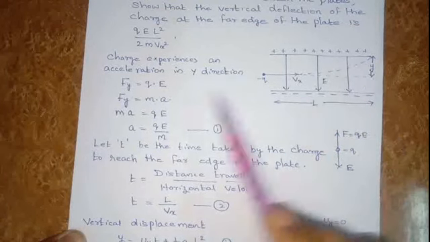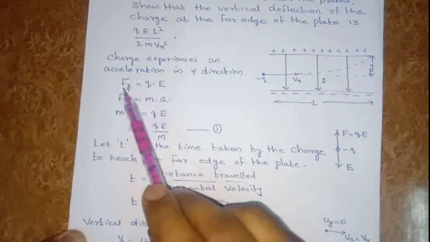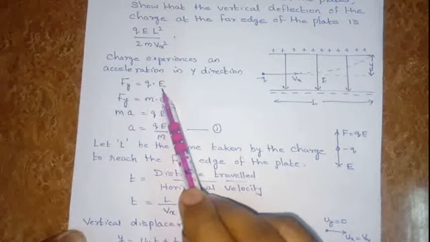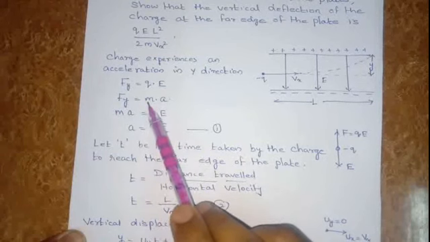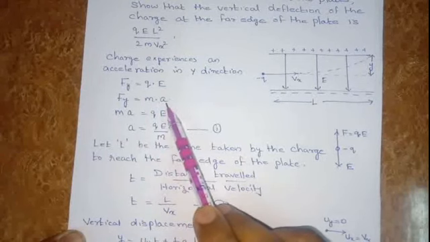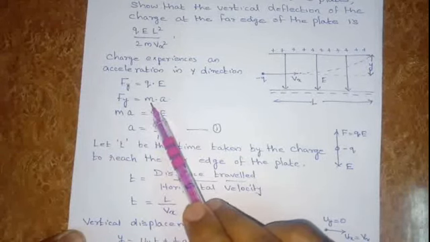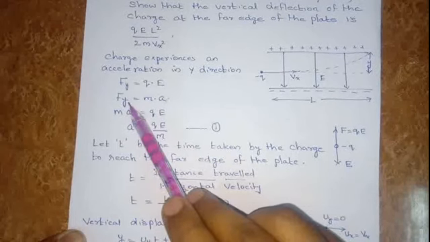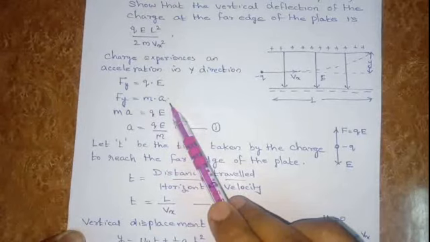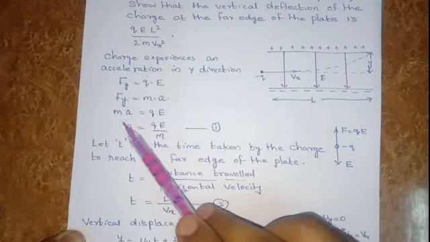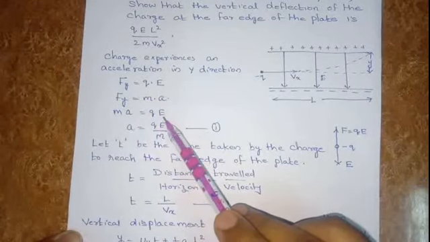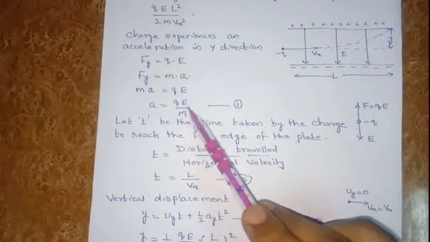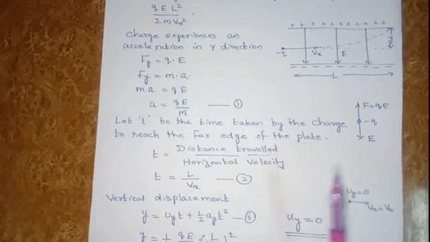And we already studied the force Fy, force in the y direction or upward direction, is equal to Q into E, and according to Newton, Fy is equal to m into a, mass into acceleration, where m is the mass of the particle, a is the acceleration in the upward direction. The force always produces an acceleration. Equating these two equations, we will be getting ma is equal to qE. Therefore, a, the acceleration in the y direction, is equal to qE divided by m. Put as equation number 1.